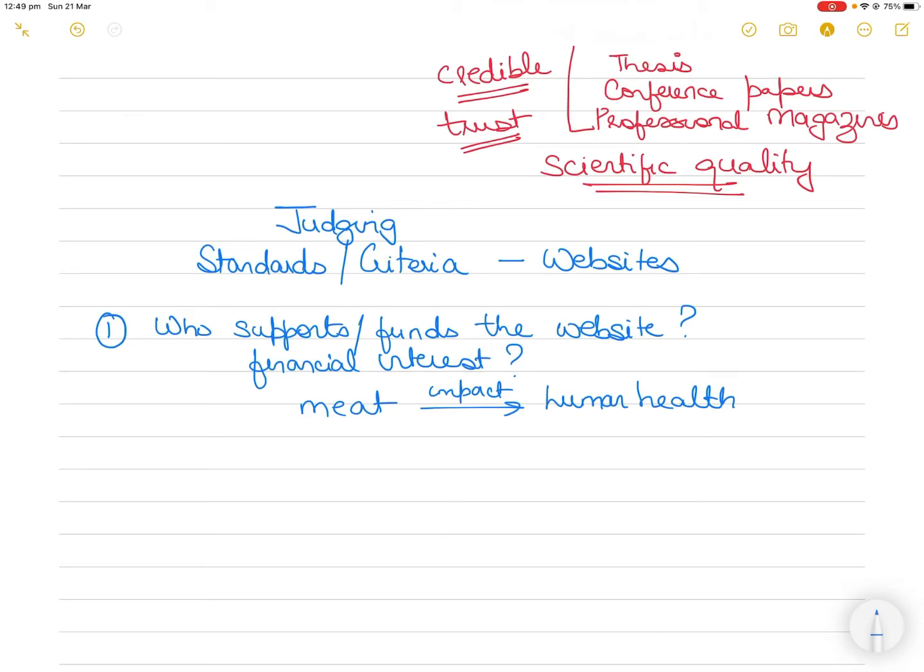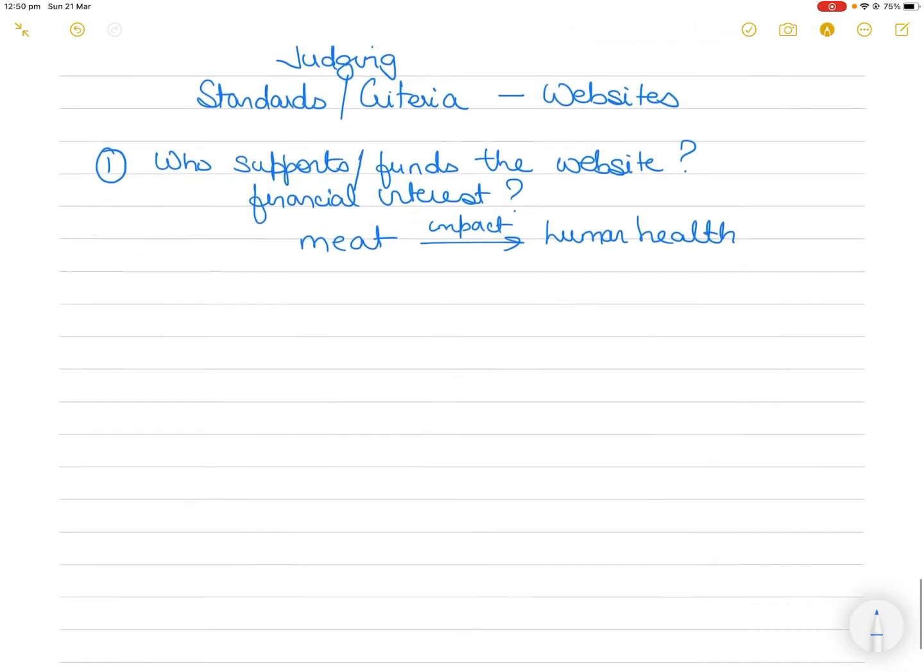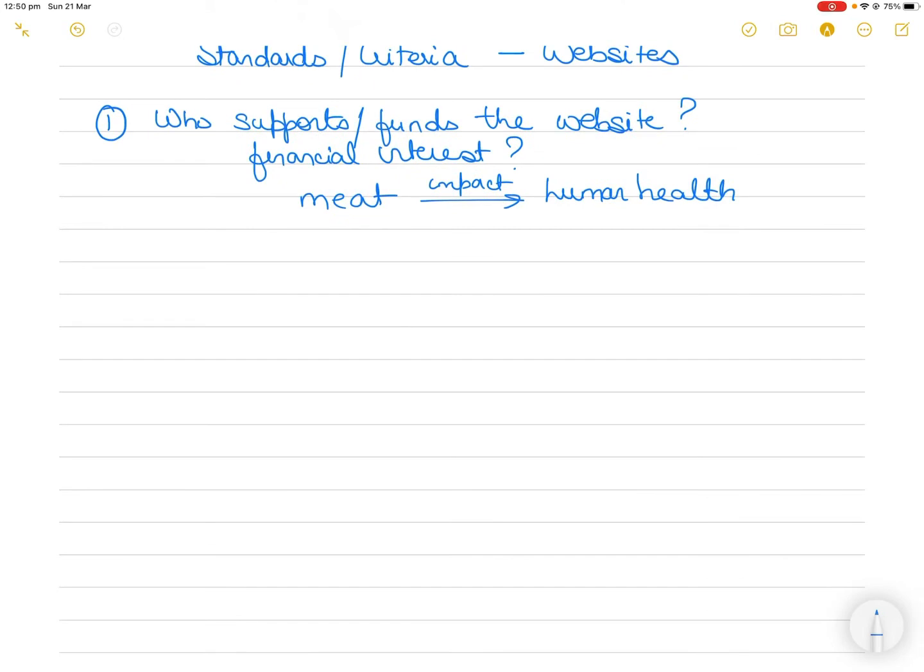So think about the website that you're using as a reference. Is it a biased website? Do they have any vested interest? Is it trying to misdirect the readers with information which supports their business interest? Then of course you can't use it, you can't trust it, right?